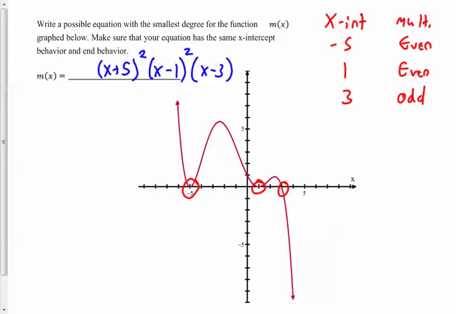The last thing to use is the end behavior. Normally this looks like a degree 5 polynomial, but those usually go up to the right and down to the left. So I know this coefficient has to be negative. One way to help me find this coefficient exactly is to use the fact that the graph passes through the point 0, 1. Or in other words, when I plug in 0 into my function, I should get 1.